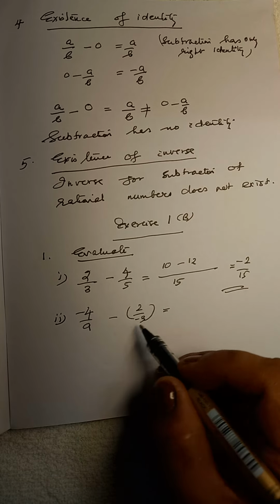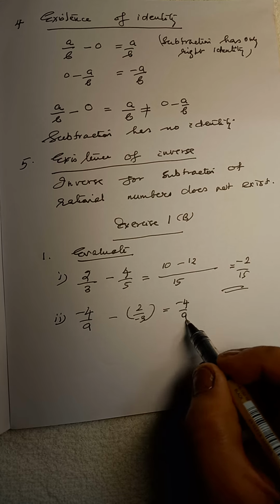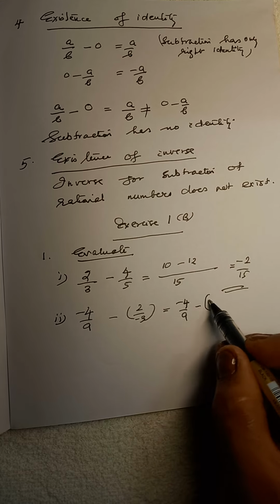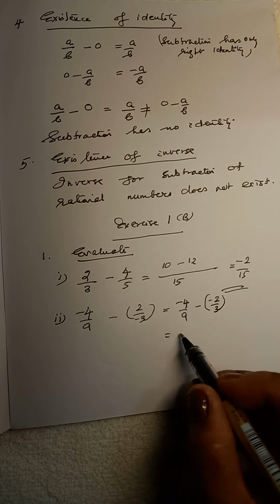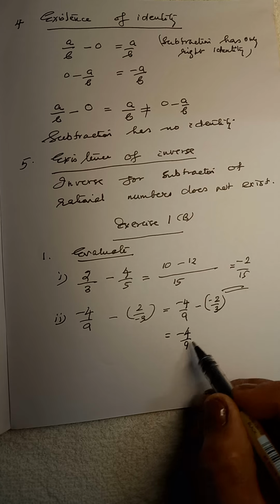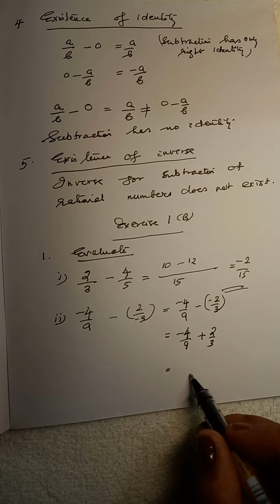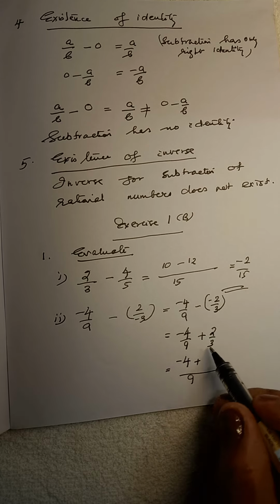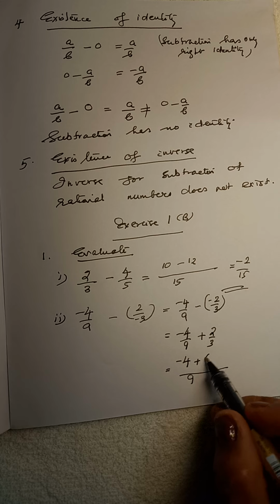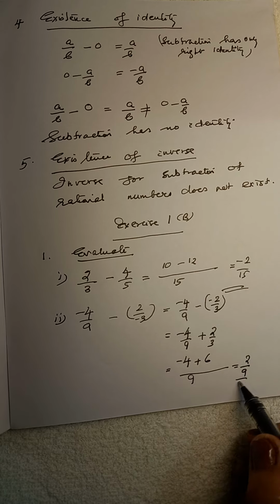Here we can put bracket like this. Then minus 4 by 9 minus 2 by 3 in standard form. That is equal to minus 4 by 9 plus 2 by 3. Now the LCM is 9. So 9 by 9 is 1, 1 into minus 4 plus 9 by 3 is 3, 3 into 2 is 6. So the answer is 2 by 9.